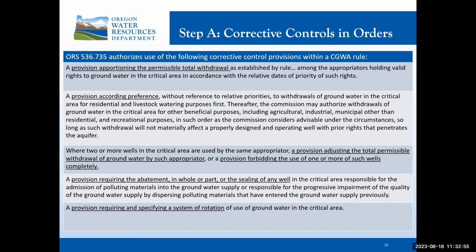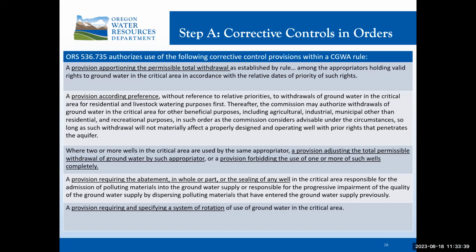So those corrective control provisions within that order include a provision apportioning the permissible total withdrawal, as established by rule, to the different appropriators of groundwater that are holding valid groundwater rights in the critical groundwater area. So essentially what this means is in rule, we have set up a total allowable pumpage, right? A permissible total withdrawal. And this provision is then in an order actually assigning that permissible total withdrawal out to the valid water right holders and who is going to actually receive the ability or the authorization to use water.